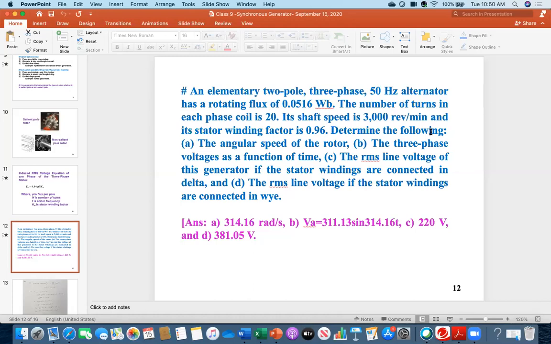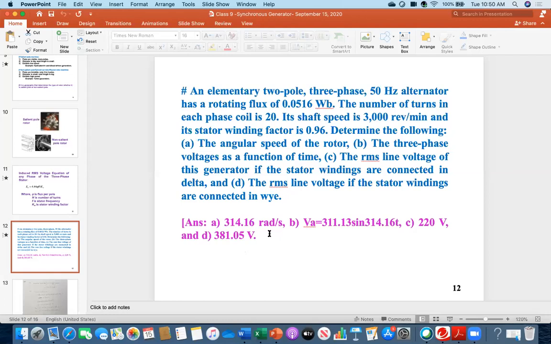Based on that, determine the following: A, the angular speed of the rotor; B, the three-phase voltage as a function of time; C, the RMS line voltage of this generator if the stator windings are connected in delta; and D, the RMS line voltage if the stator windings are connected in Y. So, the four questions. Once again, everybody see, this is a three-phase generator. Flux is given, number of turns are given, speed is given, and stator winding factor is also given. Now find out these things.